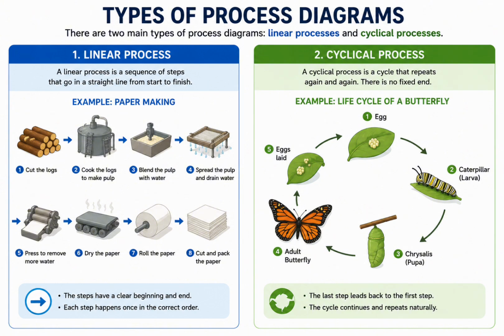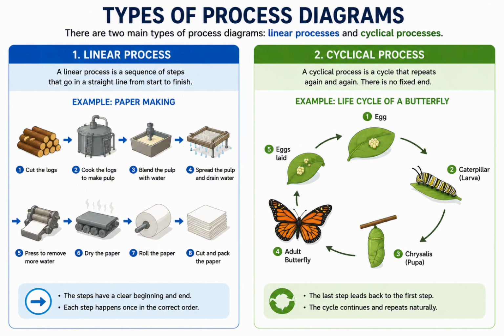First, the process has a clear beginning and end. Second, each step happens once in the correct order. Once the stage is completed, the process moves forward and does not return to an earlier stage. This is why we call it a linear process.